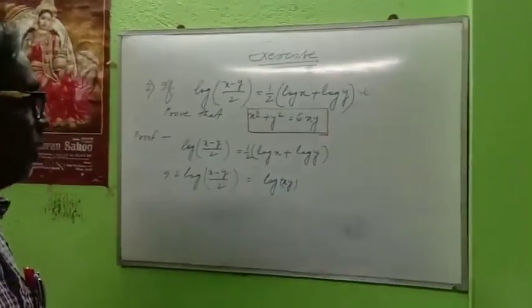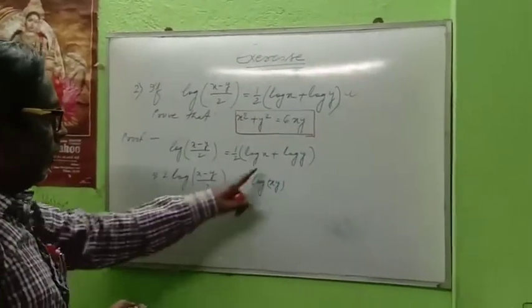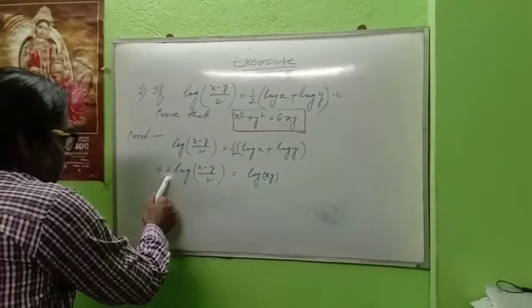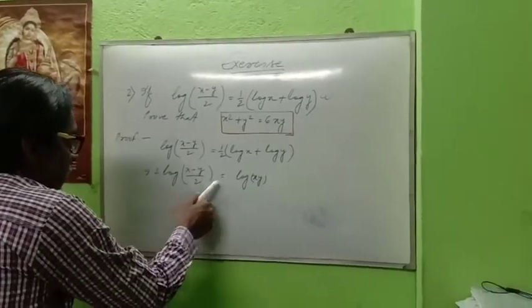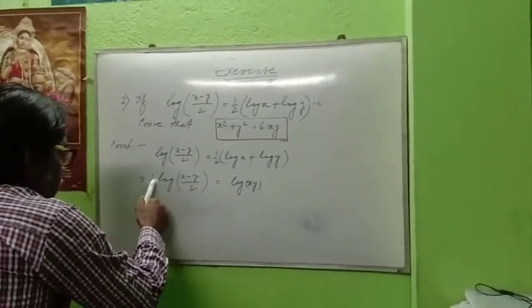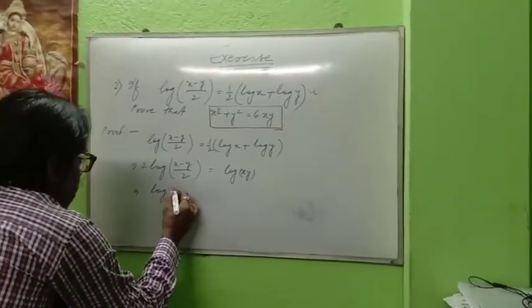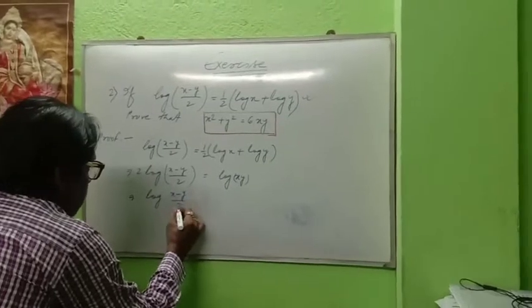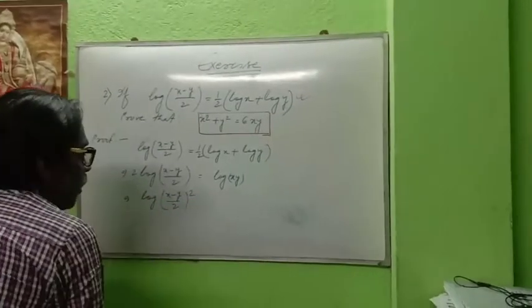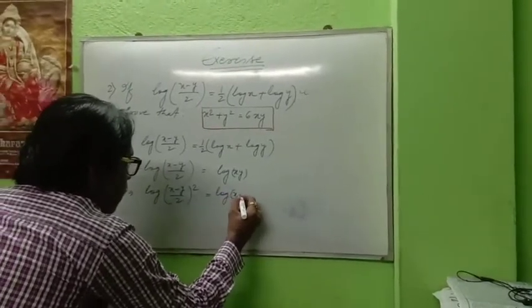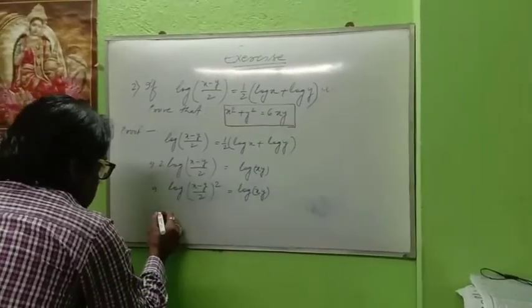Okay, first try to understand the process of solving. This 2 is coefficient. 2 log (x minus y by 2) is equal to log xy. Now this 2 will convert to power as per the property of logarithm. This will be ((x minus y) by 2) whole square is equal to log xy. Now both side log will be cancelled out.